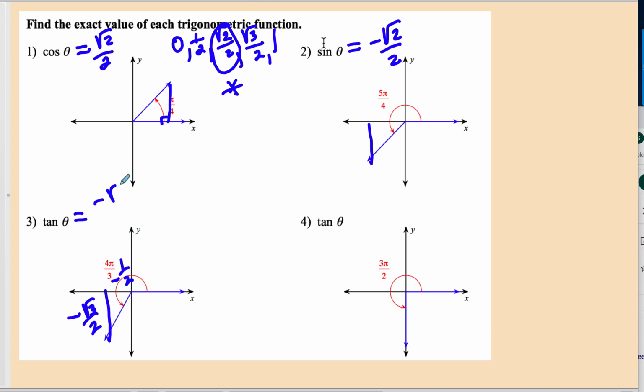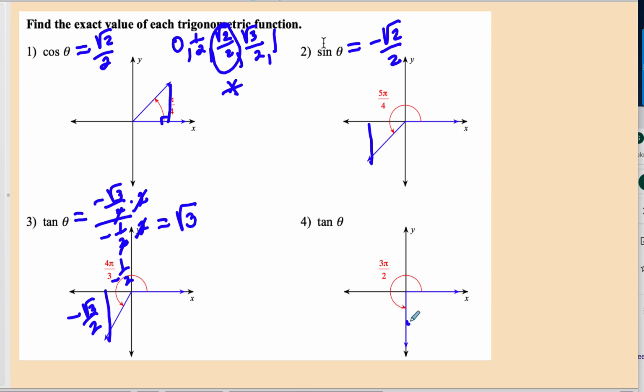This will be negative root 3 over 2, and this will be negative 1/2. Now we can get rid of this dividing by 2 by multiplying numerator and denominator by 2. So this will reduce, and the answer will be root 3, because a negative divided by a negative is a positive.